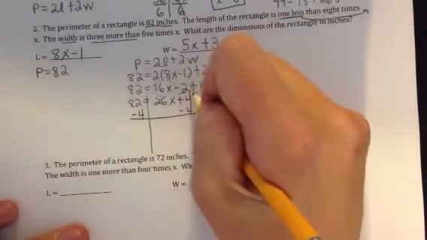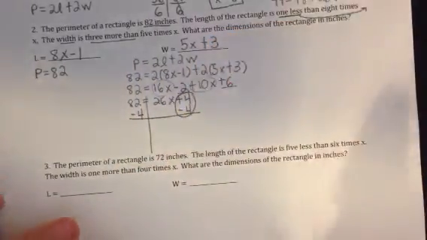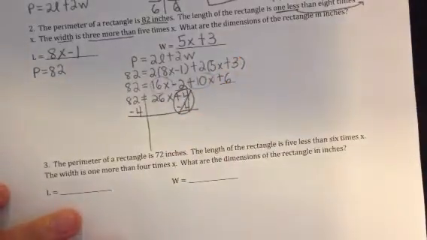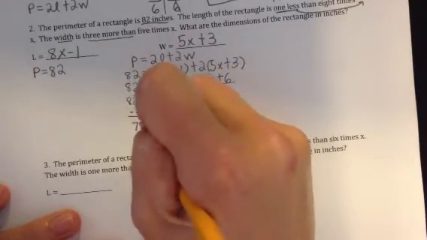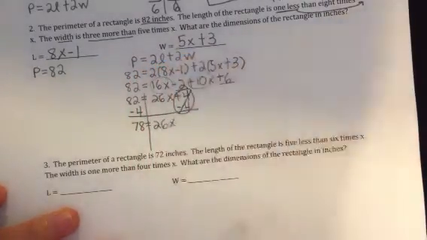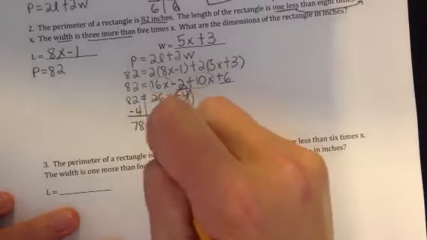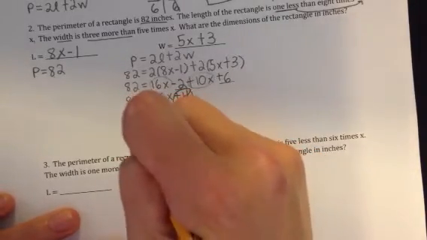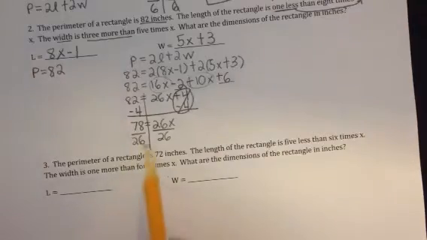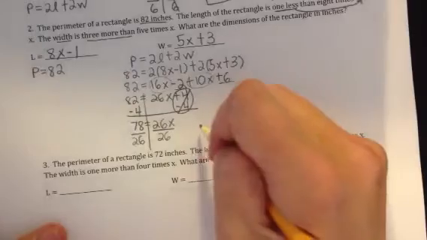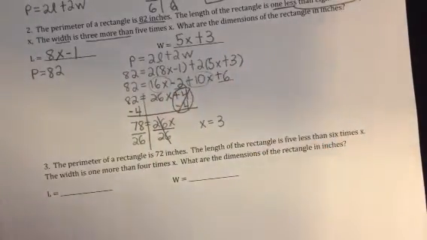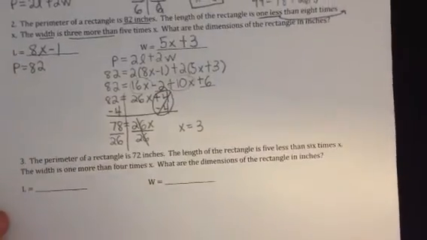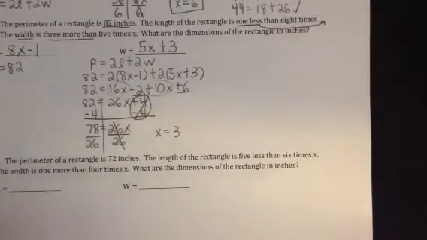Since it was add 4, to make a 0 pair, I'd have to subtract 4. So that's a 0 pair, it cancels. 82 minus 4, 78, equals 26x. Last step, divide by that 26. And I don't expect you to do this in your head. If you can't, it's okay to use a calculator for this part. 78 divided by 26 is 3. So x equals 3. Now, again, just like before, you're going to use that information to plug in and solve.